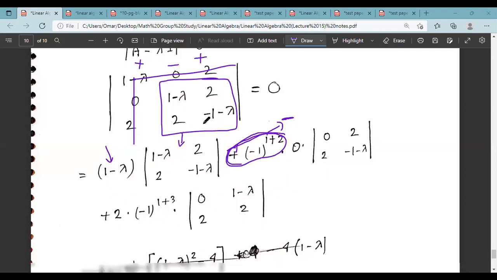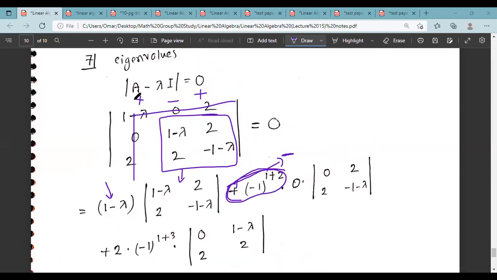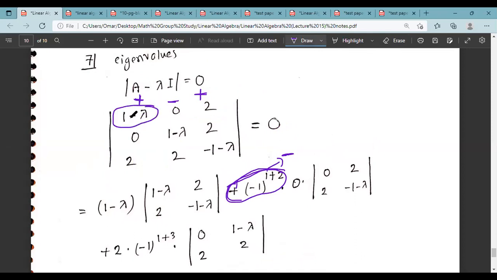So now see here, we see that this part will be plus, this part will be minus, and this part will be plus. So firstly, we expand the first entries. So here the first entry is one minus lambda. So I have written here one minus lambda, and then I have to cancel the row and the column of this entry.